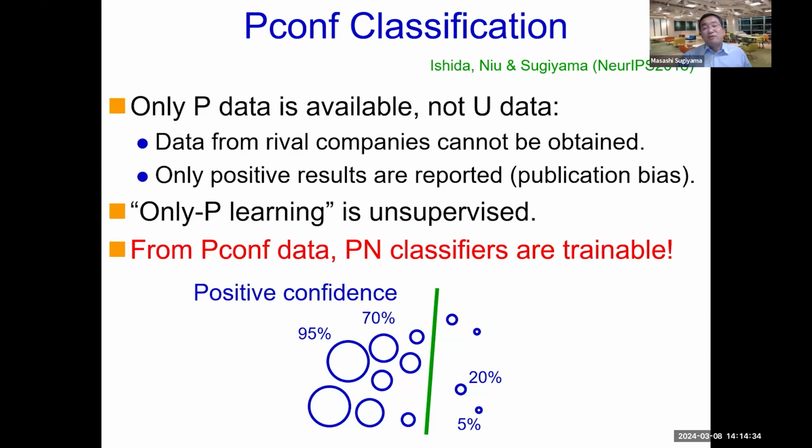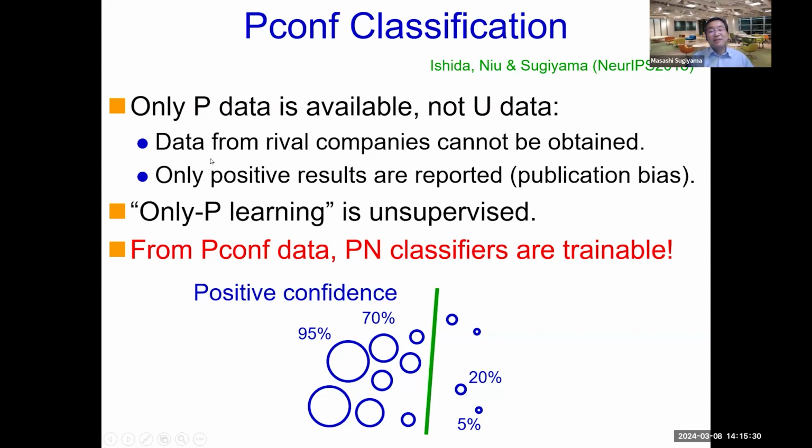Then the second problem is called P-conf classification. P-conf is a short form of positive confidence. Ideally, we want to extend this PU classification to P-only classification. But P-only classification is actually unsupervised. It's a one-class problem, so it is not really solvable. But we found that if we have positive data equipped with confidence, we can still train a classifier. Such an only-P data situation appears like this. We are running a company and we want to know whether a certain user buys an item from our company or a rival's company. Data from the rival's company cannot be obtained even in an unlabeled way because of privacy protection regulations. So in that case, we only have positive data.